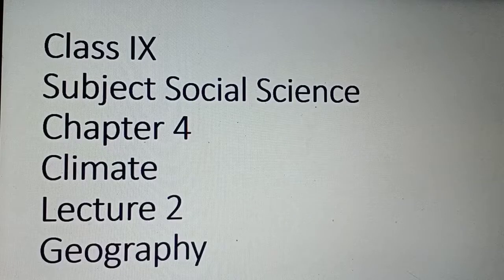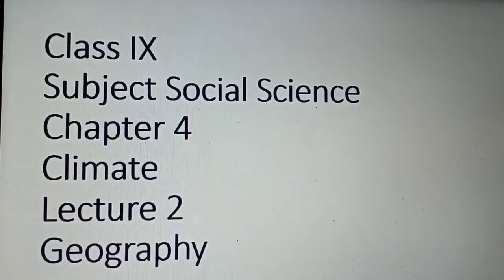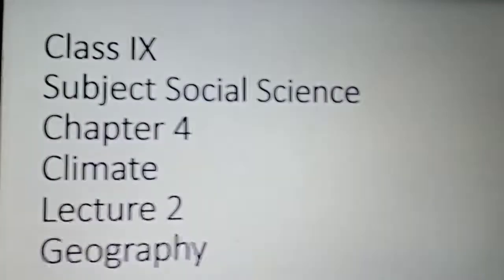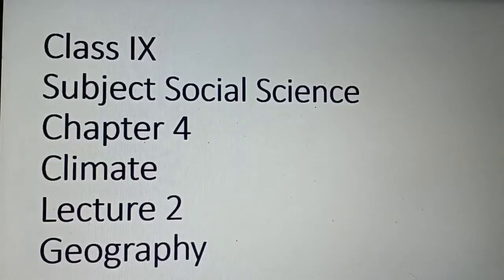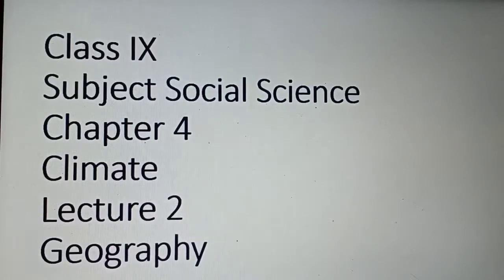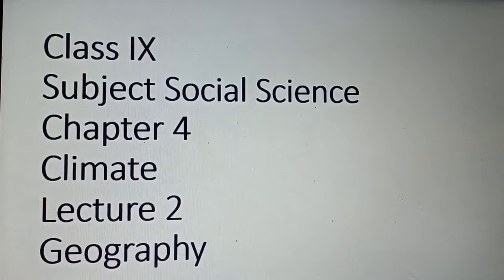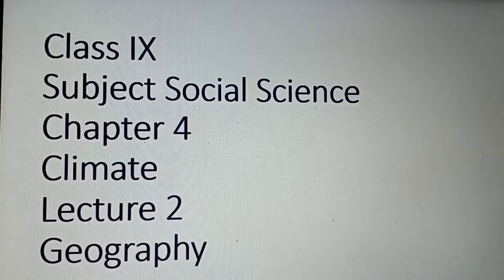This is the class 9 subject social science, and today we are going to discuss chapter number 4. Topic name is climate, and this is the second lecture of the geography book. In the previous lecture we discussed the terms climate and weather. Weather means short term variation in the atmosphere, and it may change at very short intervals of time, but climate means long term variation in the atmosphere, and it refers to a large area. So students, let's start, and in this lecture we will discuss different factors that affect the climate.